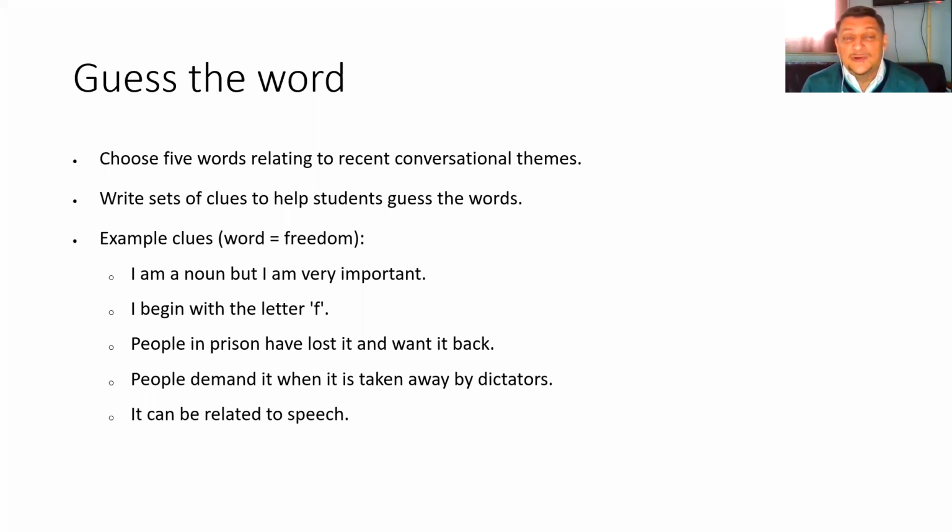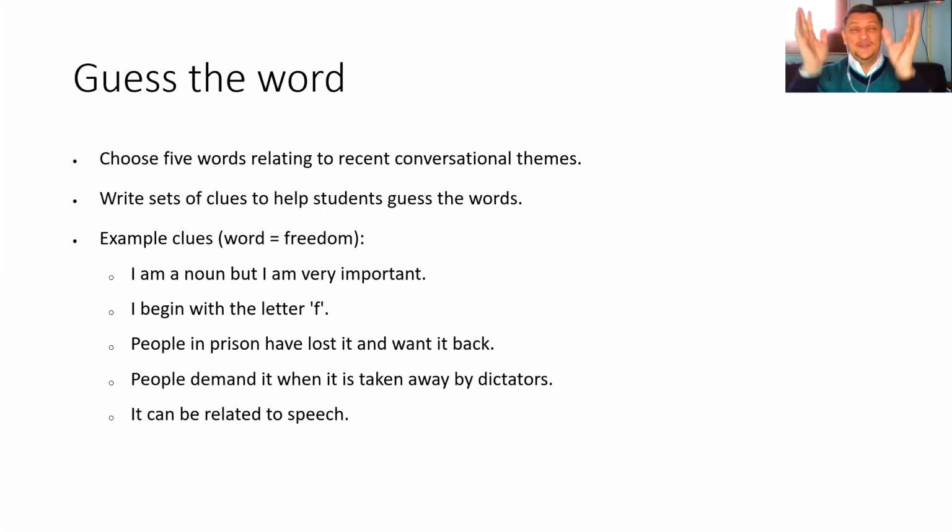Like, for example, if you were talking about politics and the word is freedom, you can use clues like this. They're not very obvious, just to make the student think of how else they could describe this word. And here are different descriptions, like a linguistic one: I'm a noun, but I'm very important, and they start thinking about nouns. I begin with the letter F, and you focus your students on spelling. People in prison have lost it and want it back, and it's not money, because it begins with F. And people demand it when it is taken away by dictators.